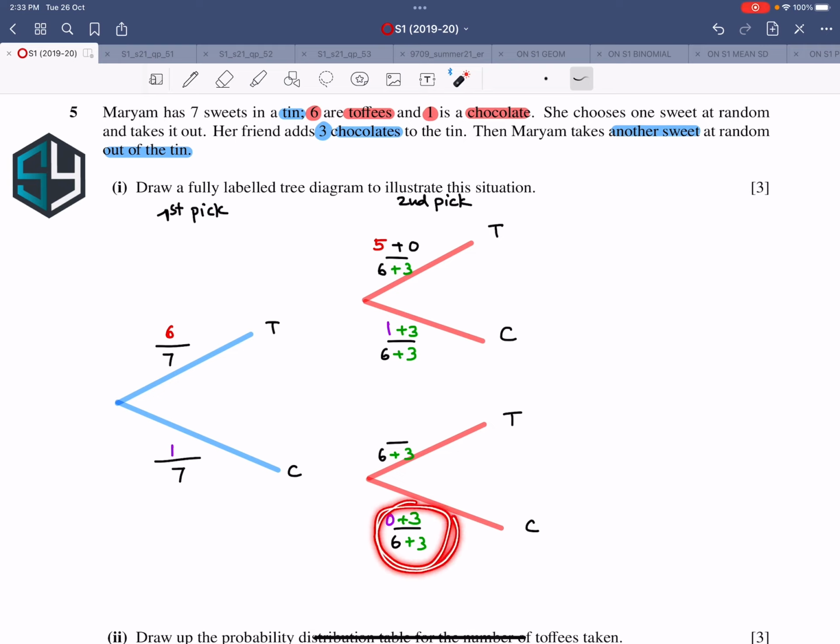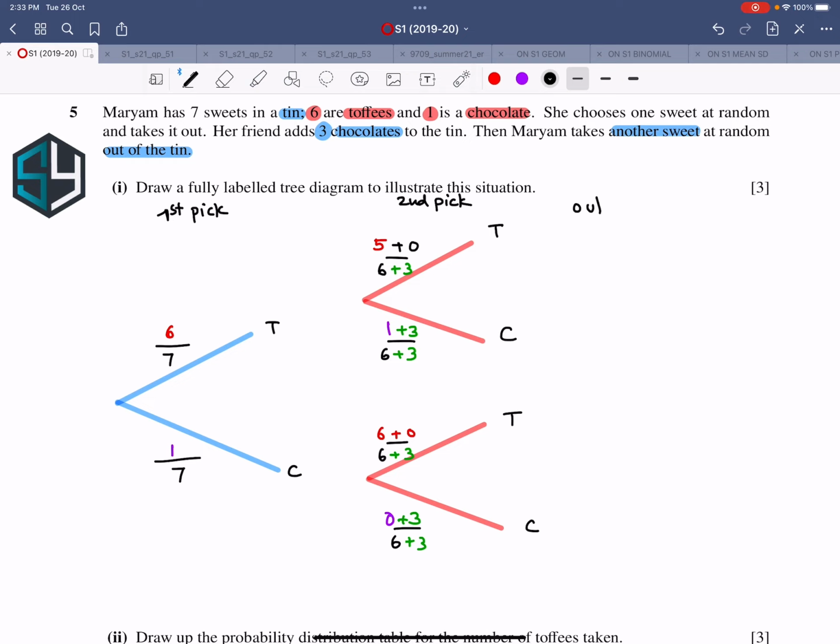Similarly, if this is 3 over 9, this should be 6 over 9. How can it be 6 over 9? Because the previous toffee was 6. So you write a 6 over here and nothing was being added. So you simply write a 0 over here. So that's how you fill up the tree diagram and the 3 marks are worth it.